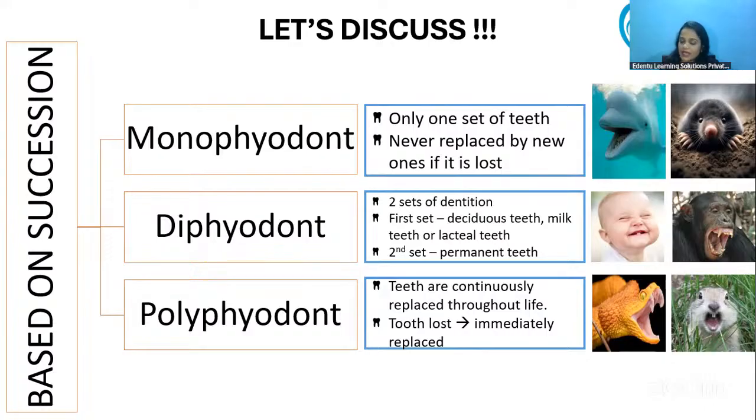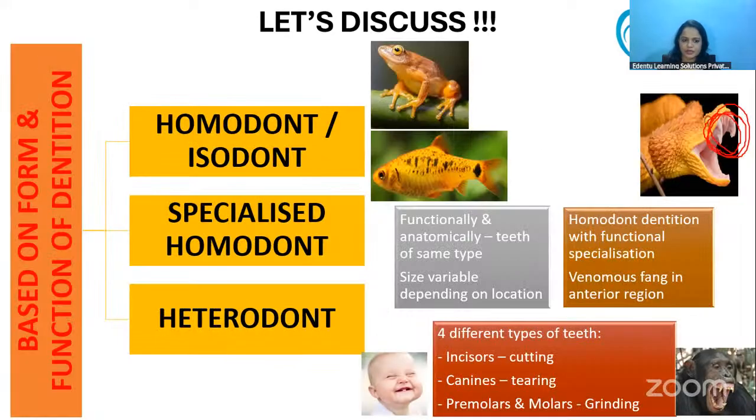At the last, we have the polyphyodont type of dentition. Polyphyodont means the teeth are continuously replaced throughout life. Once lost, a tooth will be immediately replaced by another tooth. The ones present in reptiles are an example of the polyphyodont type of dentition. So these are the different types of dentition based upon the succession properties.